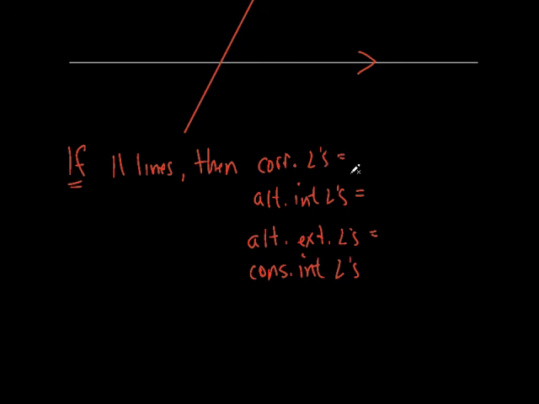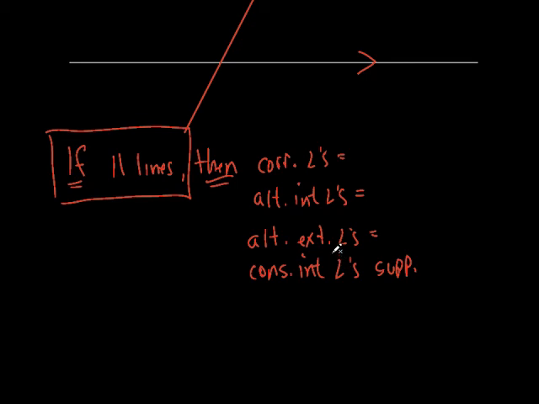So the consecutive interior angles, what's true about the consecutive interior angles? Are they equal just like all three of these are? No, they're supplementary, right? So this is just review. So if the two lines, now this is the key. This is what we're going to get to today. If the lines are parallel, then these things are all true.